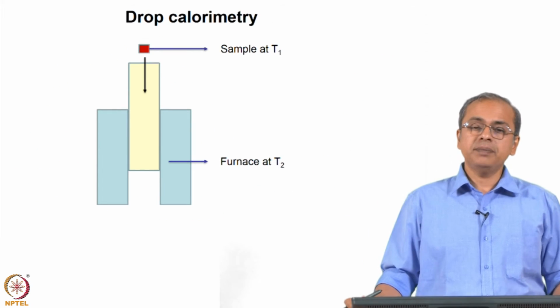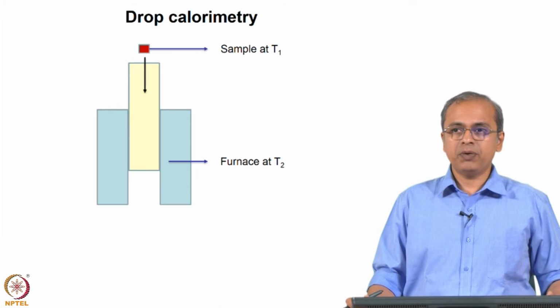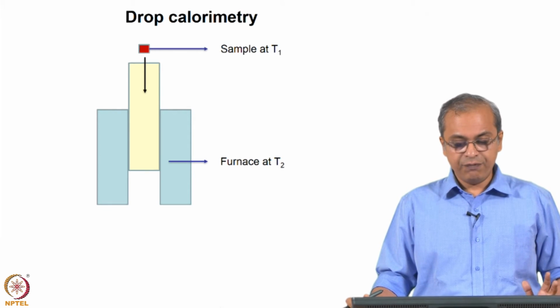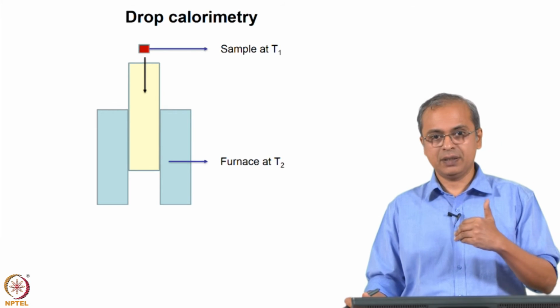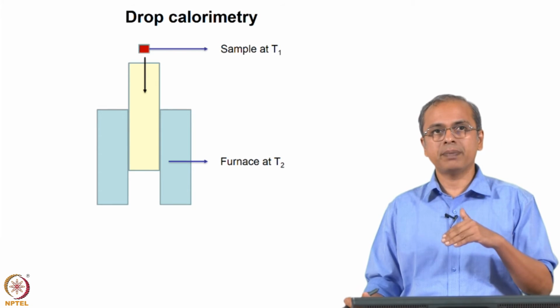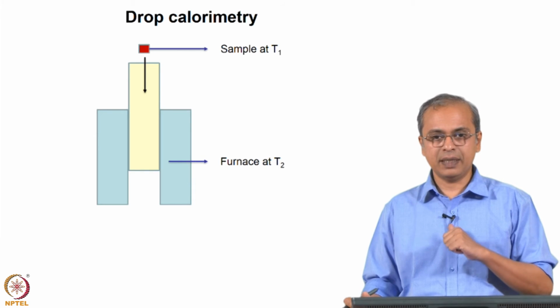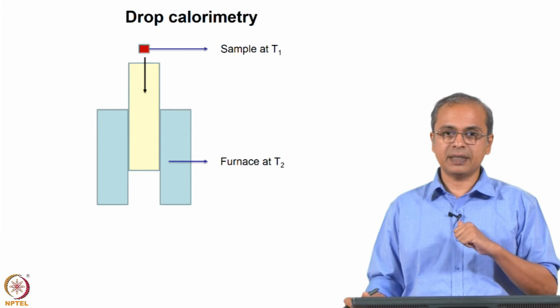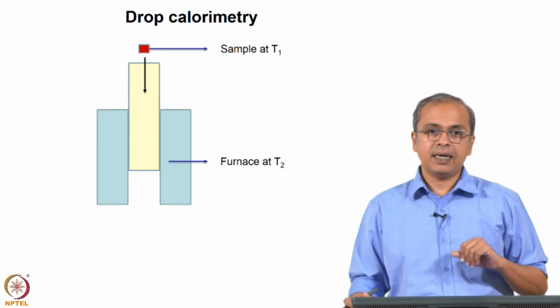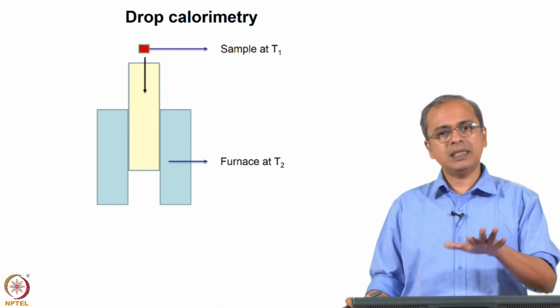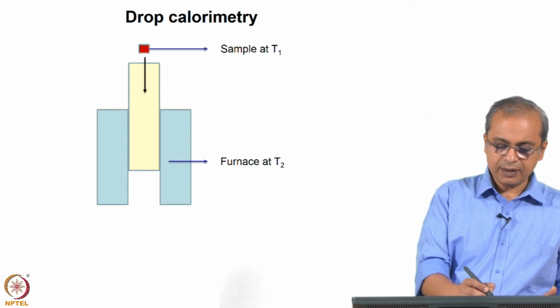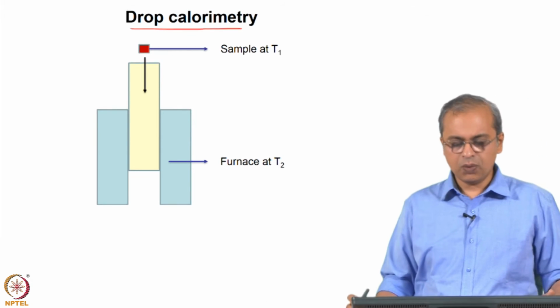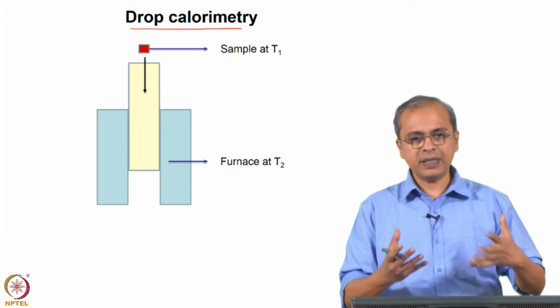Now, many times in thermodynamic systems, we are interested in properties of the system at high temperatures. Okay. So, not at room temperature, but at high temperature is the point that we are interested in looking at the system. And therefore, there are some variations on this calorimeter that are used. So, one is called a drop calorimeter. Principle wise it is the same, but operationally there are some differences.